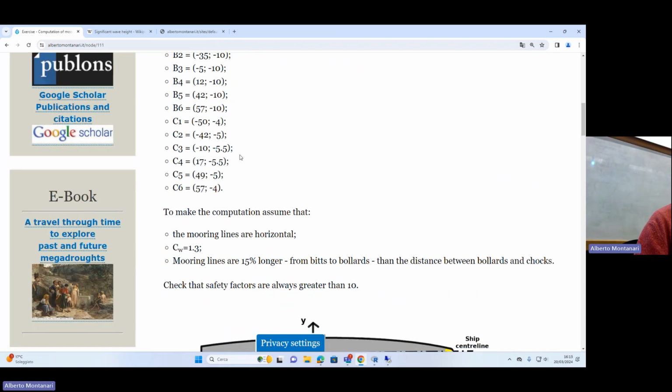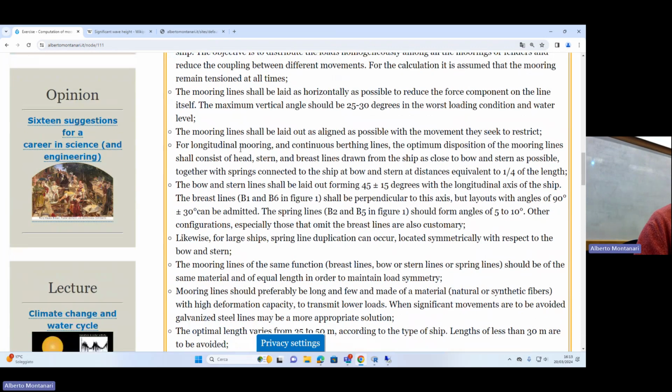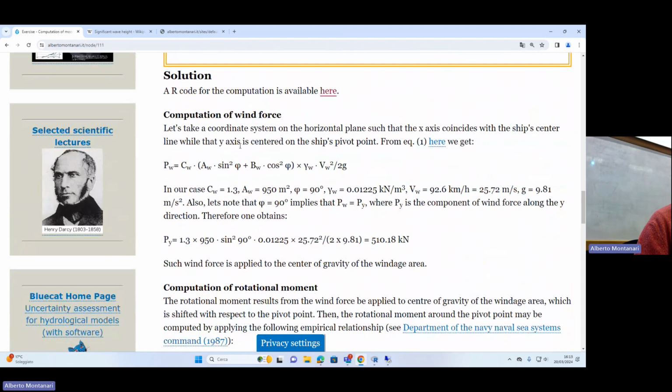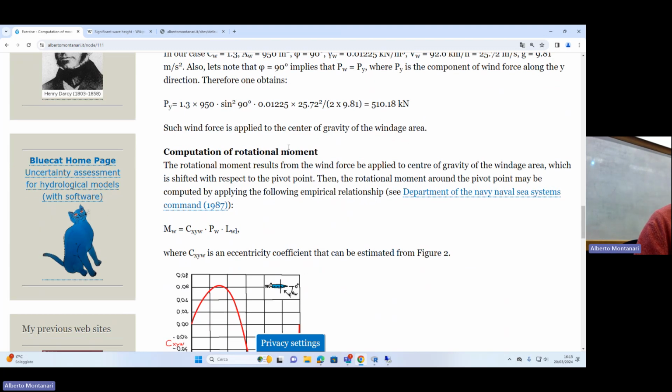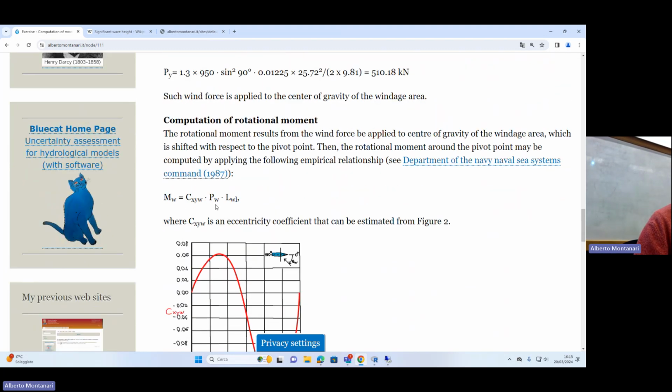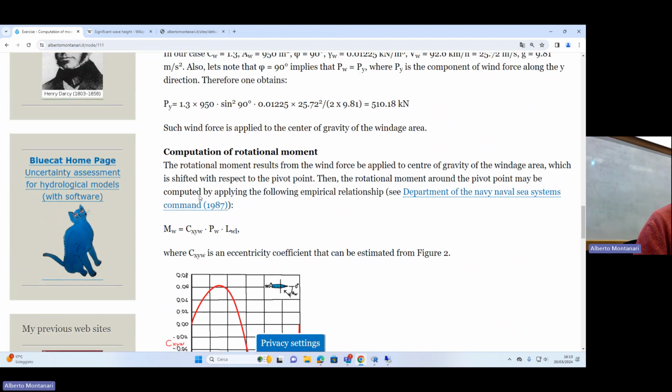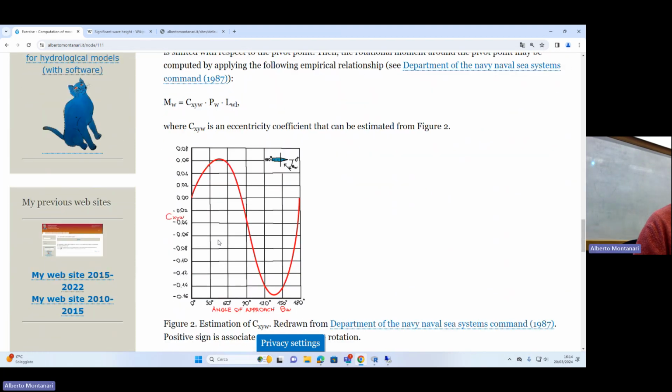Now here it's explained everything. And you see, after the computation of the wind force that we already did, there is the computation of the rotational moment. And in order to do that, we need to get an indication of the eccentricity, which can be estimated from this abacus here.